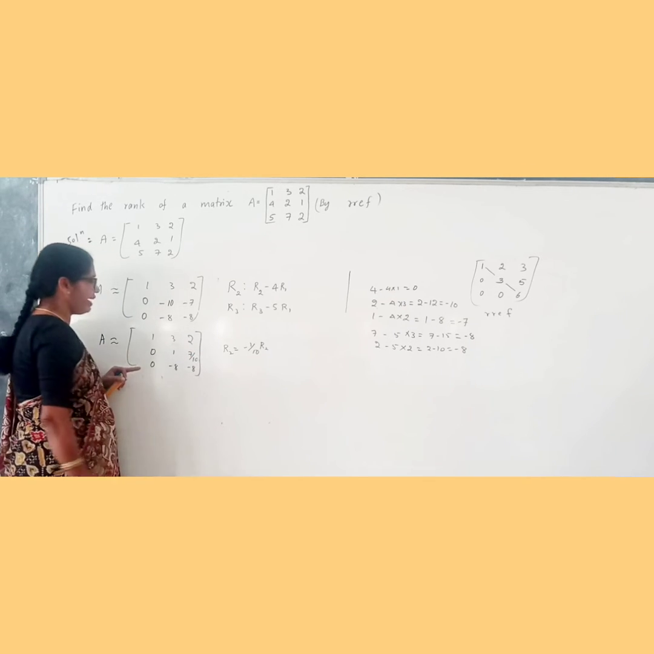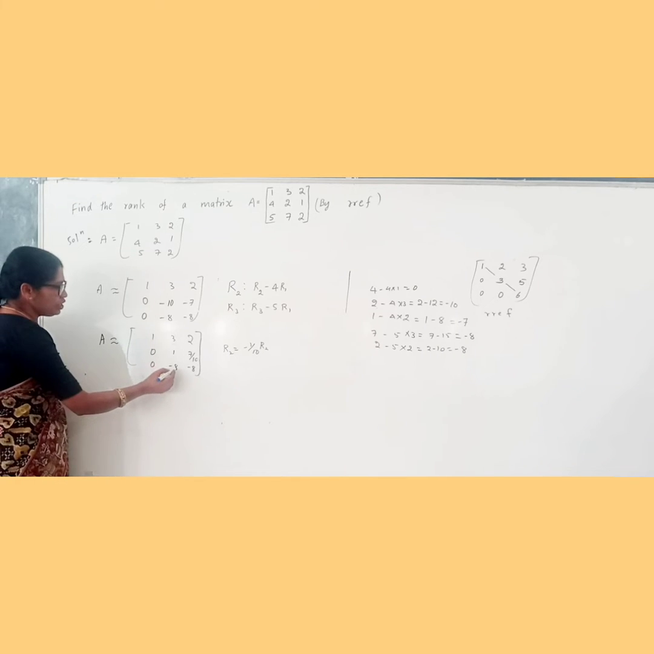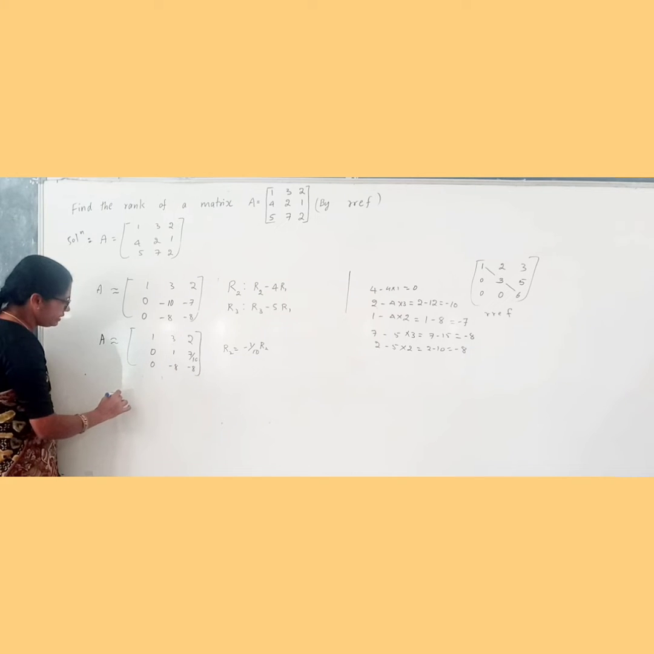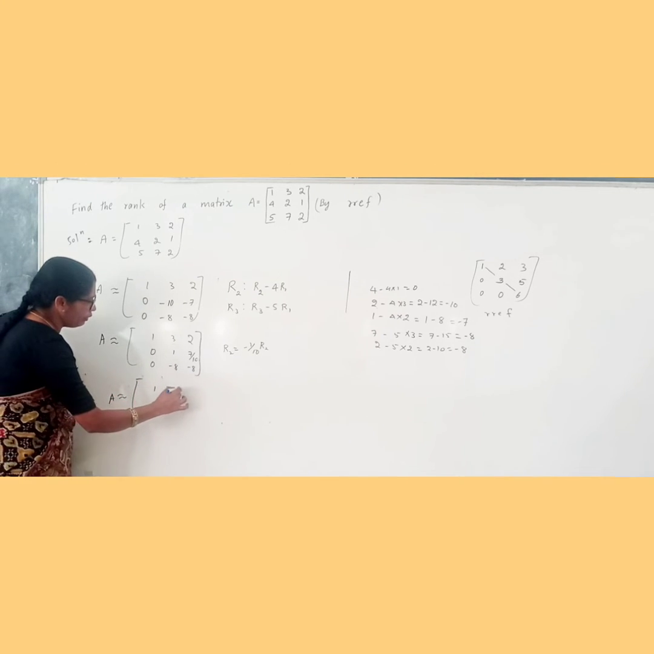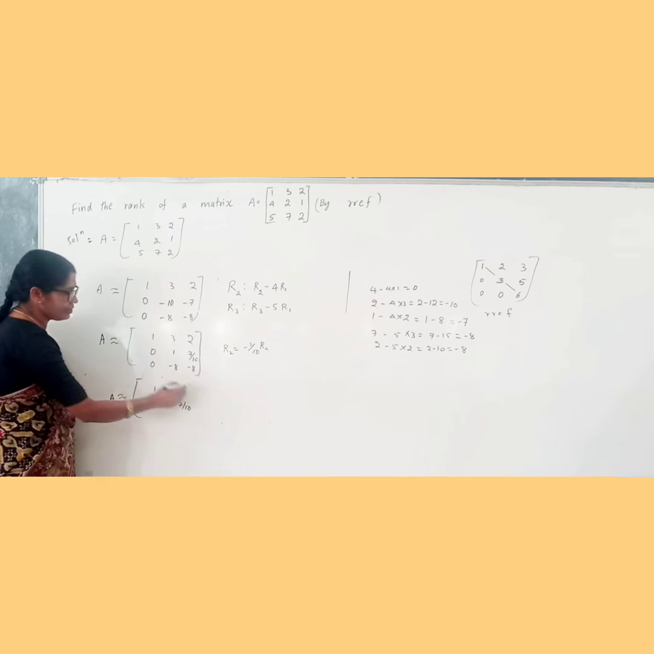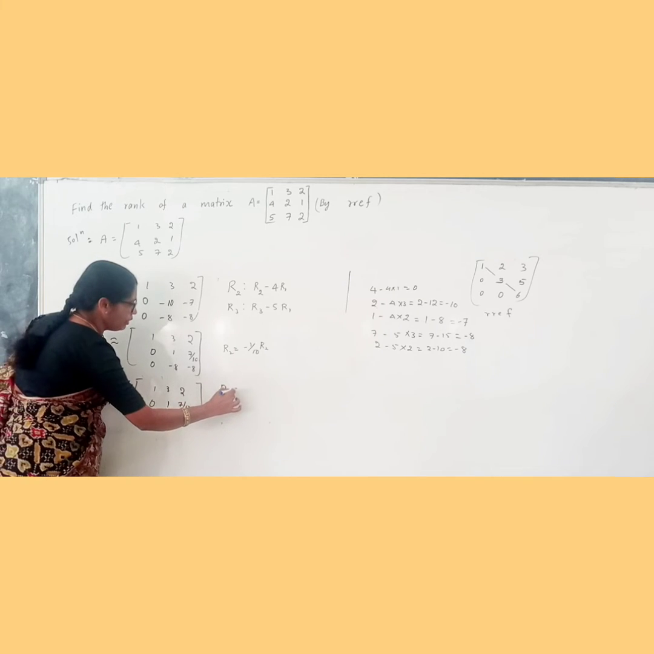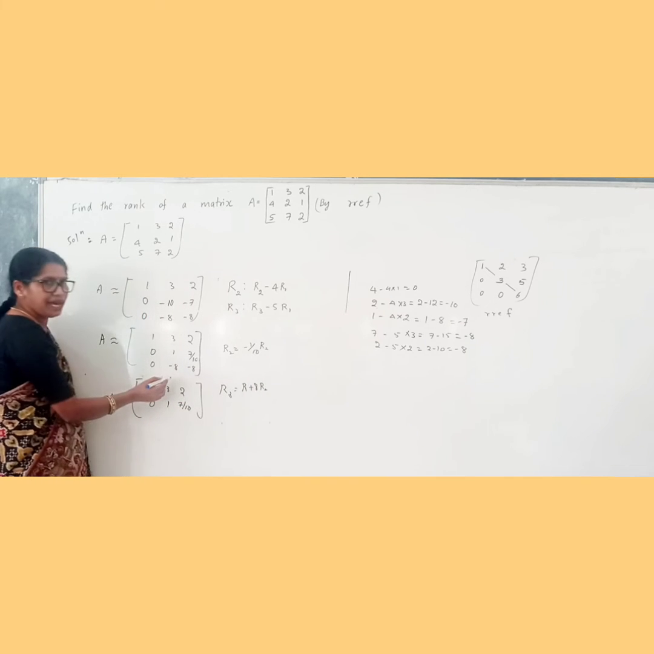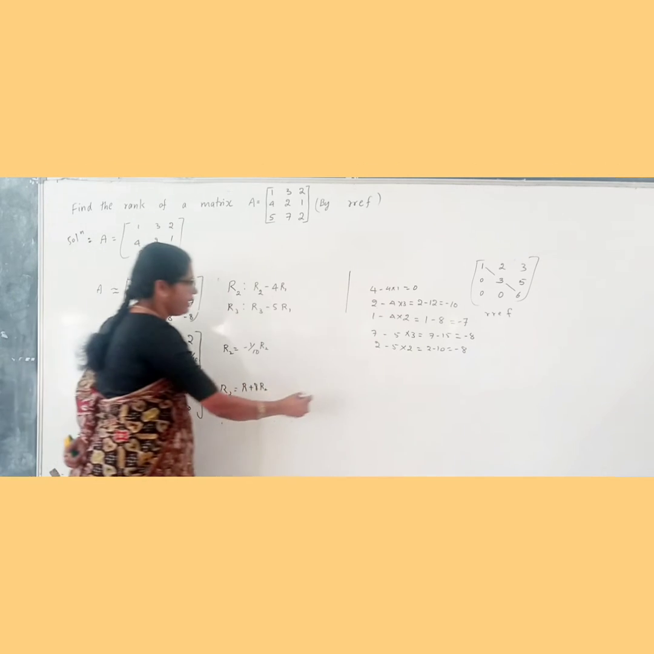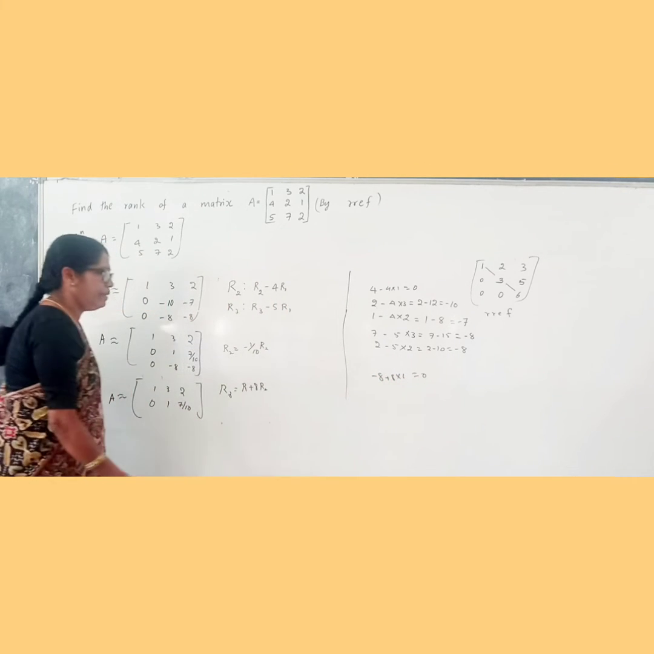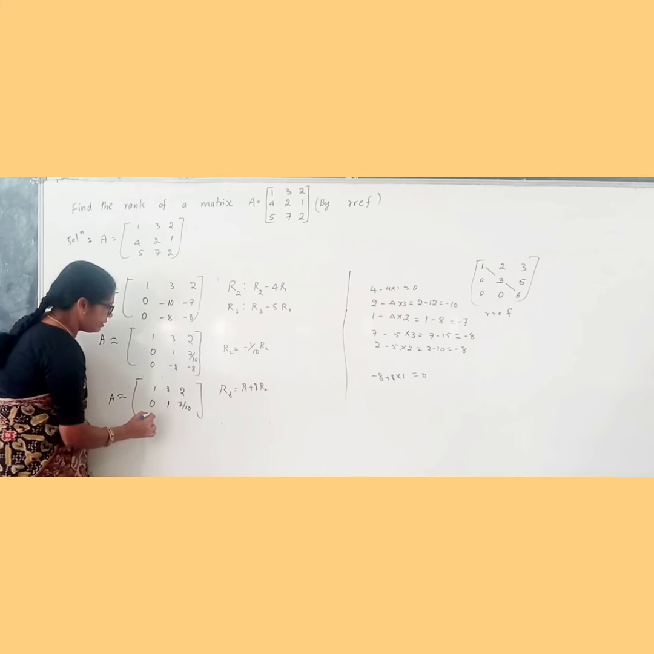Then further we will simplify. So our next operation should be to cancel this minus 8. So A is congruent to 1, 3, 2, second row also as it is. Only in the third row I should make changes. So that is R3 = R3 plus 8R2. R3 plus 8R2. So you will get minus 8 plus 8 into 1. This becomes 0. First element becomes 0. So 0 and this is 0.